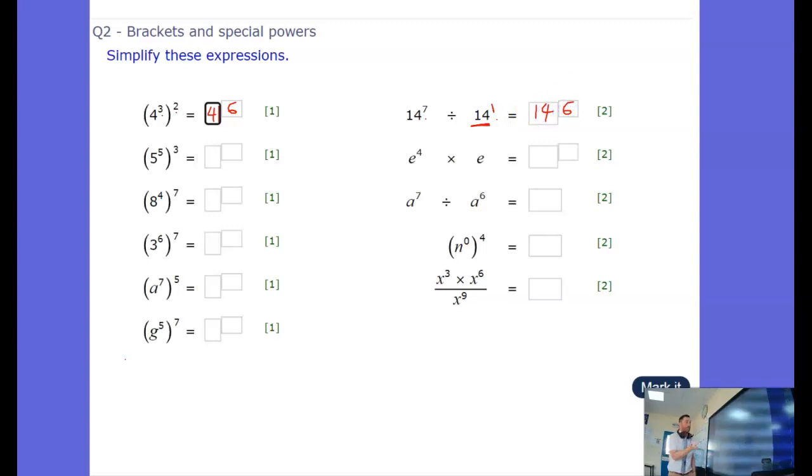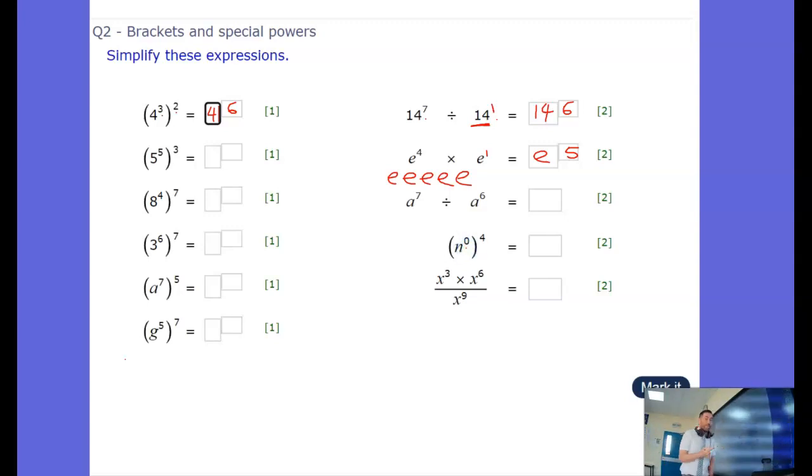All right. Same with this one. Imagine that's a 1. E to the power of 4. Well, that means e times e times e times e, multiplied by another e. We've got e to the power of 5. But again, if you write in the power of 1 there, it's pretty easy to solve that problem.